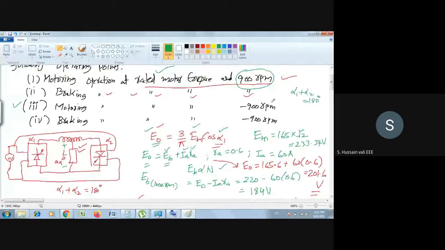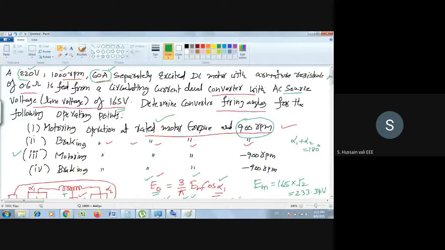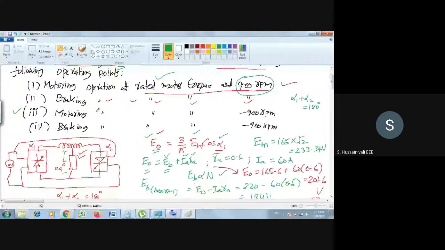In the sense, it is motoring operation only, but it becomes minus 900, meaning you are running in the opposite direction. So when you are running in the opposite direction, I think if I am not wrong, this becomes plus, this becomes minus. Then only you will see the speed become reversed. So the polarity of the output voltage has to get reversed. E naught will be negative when alpha 1 is greater than 90.